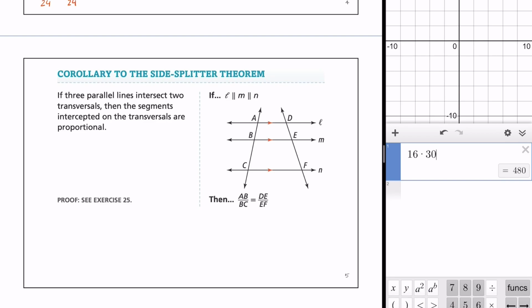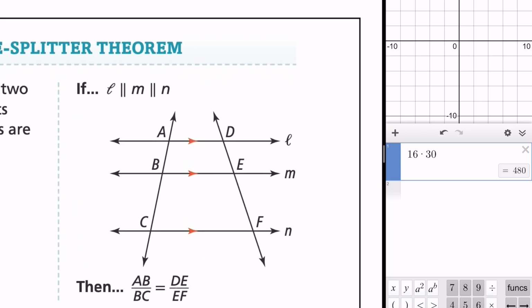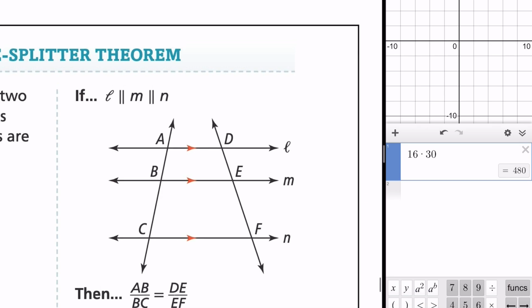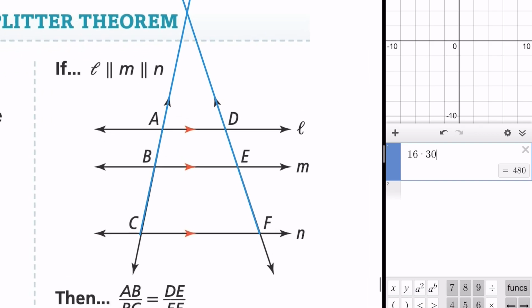So here we see a corollary or an extension to the side splitter theorem, and it says that you don't need just two triangles; you can have more than two, and that we don't even need a triangle at all. We can use this with parallel lines cut by transversals. So we have parallel lines L, M, N, and transversal AB or AC and DF. So you see here that if I extend these lines and we look for the intersection, we can tell it actually is just one big triangle cut into different portions. So AB is to BC as DE is to EF.